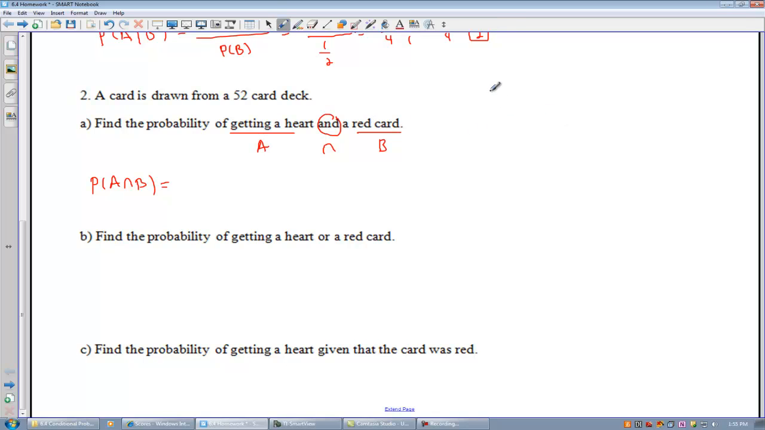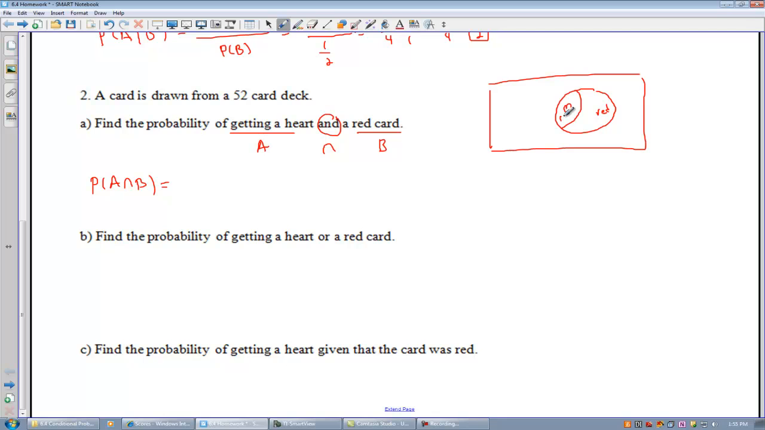So if you think about the pictures, actually, over here you have 52 cards total, and then you have all the red cards here. So here are all the red cards. And inside the red cards, you actually have all the hearts.